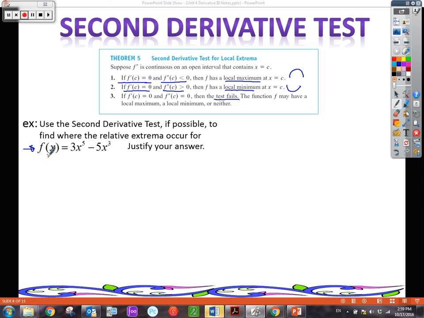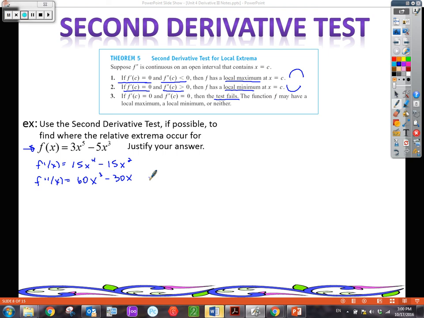So what do we need for the second derivative test? Well, we need the first and the second derivative. So let's go ahead and find them. f prime of x is going to be 15x to the fourth minus 15x squared. Then f double prime of x is going to be 60x to the third minus 30x. Okay, so we have our first and second derivatives.